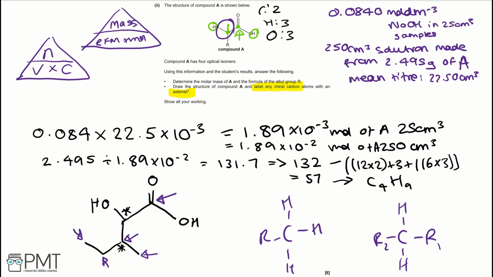To get the 6 marks in this question, you need to work out the number of moles in 25 centimeters cubed, convert it to 250 centimeters cubed. You get your 3rd mark for working out the RFM or molar mass of A. You get your 4th mark for working out that it's 57, the molar mass of the R group. Working out that this is C4H9 gets you your 5th mark. Then drawing out compound A and labelling your chiral carbon atoms correctly gets you your 6th mark.